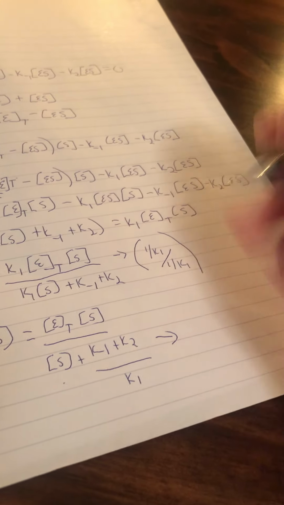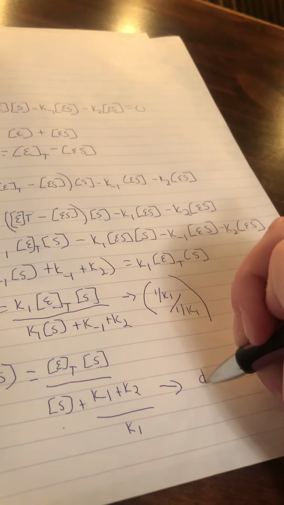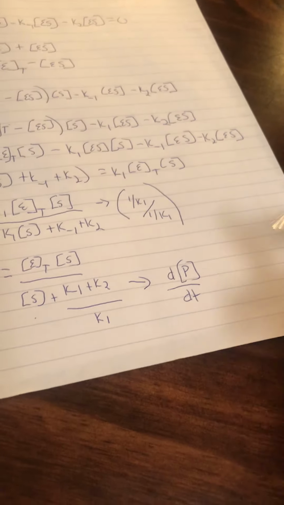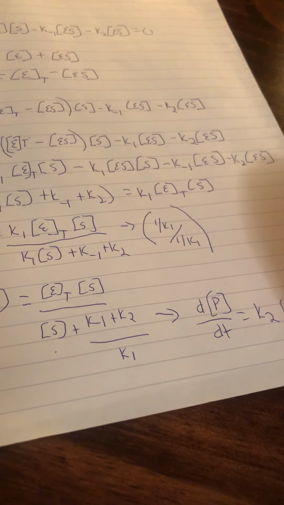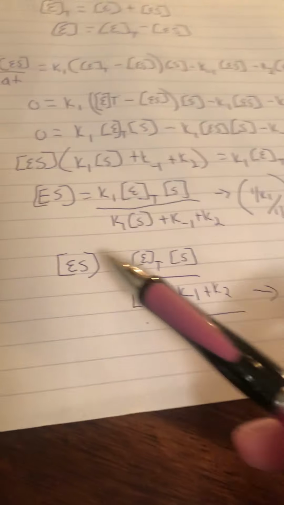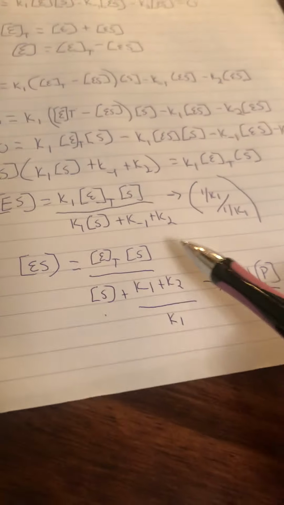And from here, for this next step, we want to figure out the rate of change for the product P. This is the formula for that: K2 times our ES. We just figured out the formula for ES, and we can plug it in here, and that's where we get our Michaelis-Menten equation.